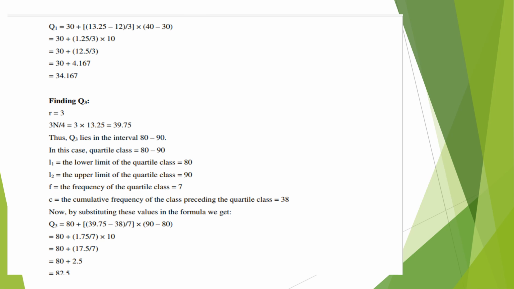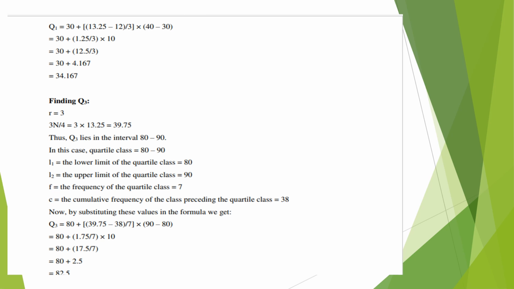In a similar way, we can find Q3, that is r is equal to 3. So we need to find 3n by 4. Again, n is the sum of frequency over here. So we need to look at the cumulative frequency column. Q3 lies in the interval 80 to 90. In this case, the quartile class is 80 to 90.